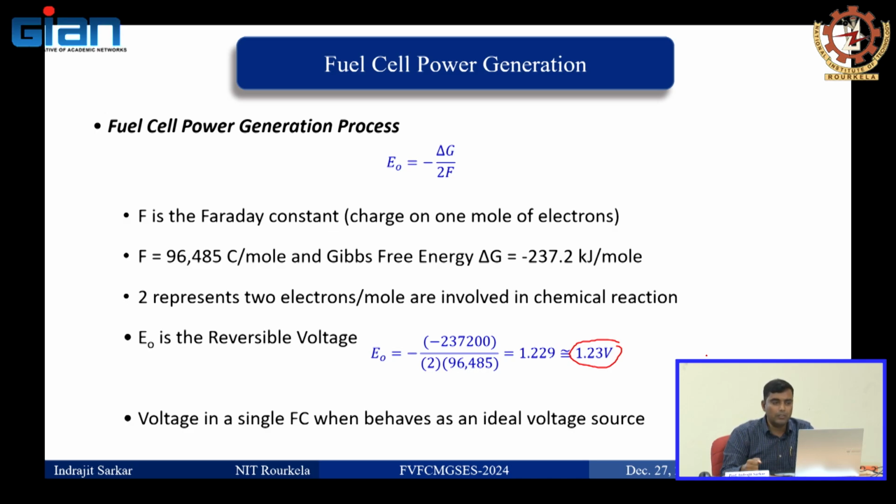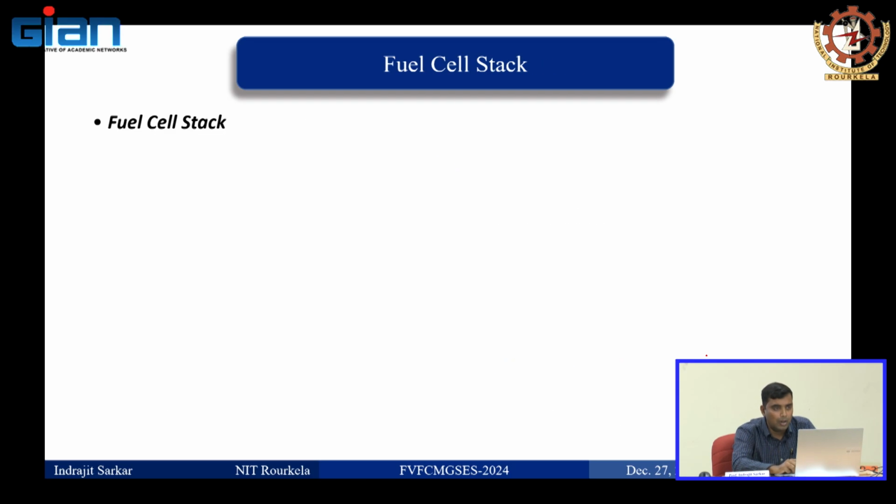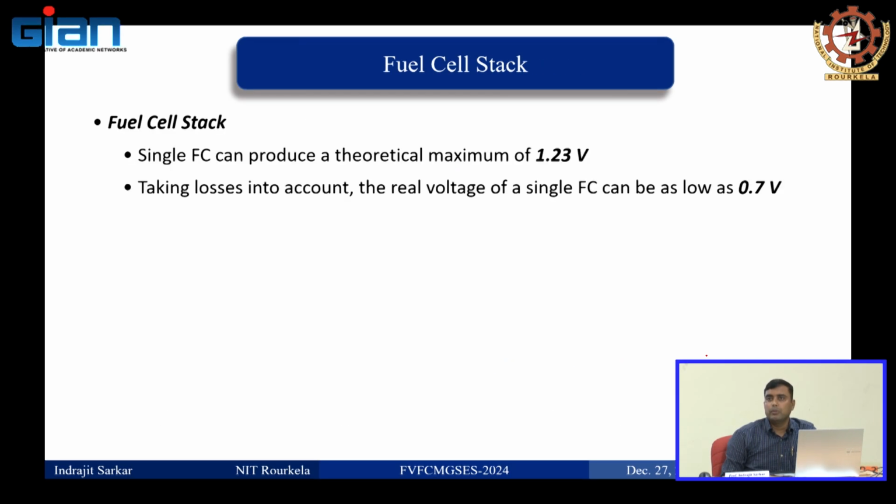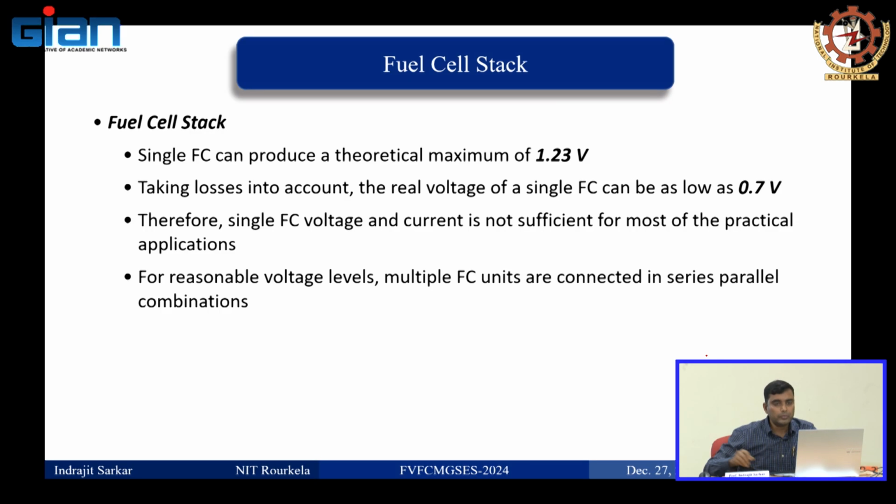So this is the open circuit voltage, and therefore how it can be improved, that's why we talk about the fuel cell stack. When you are loading the fuel cell, this voltage comes down to 0.7 volt, and further it comes down. So we have to connect them in series and parallel. A single fuel cell's voltage and current is not sufficient for most practical applications. So for reasonable voltage, multiple fuel cell units are connected in series and parallel, that is what I was talking about.